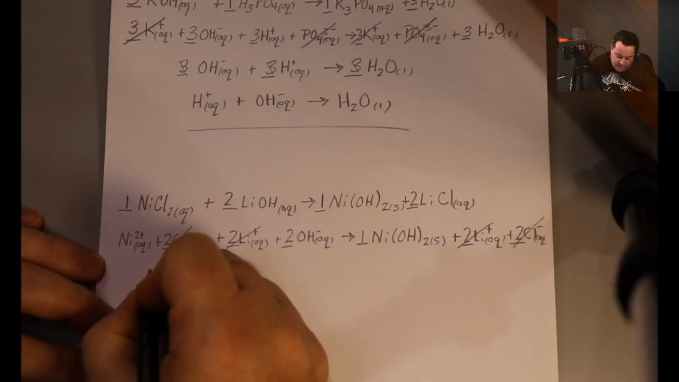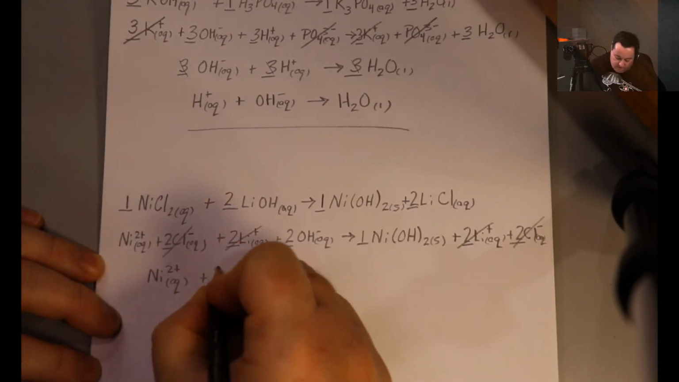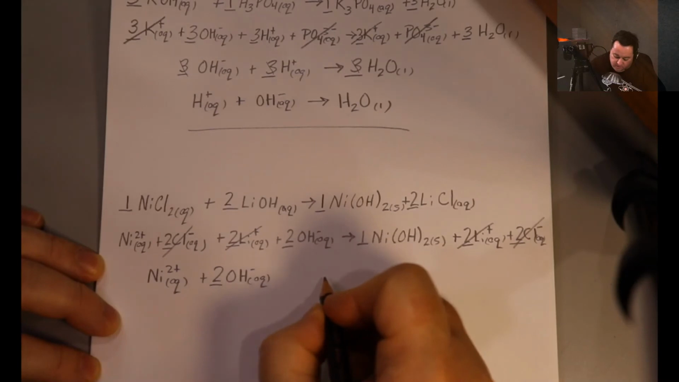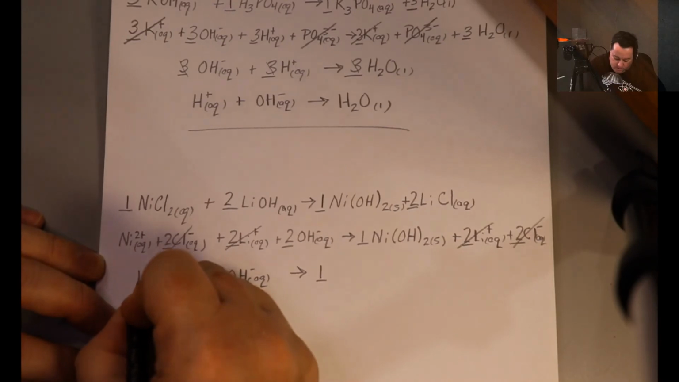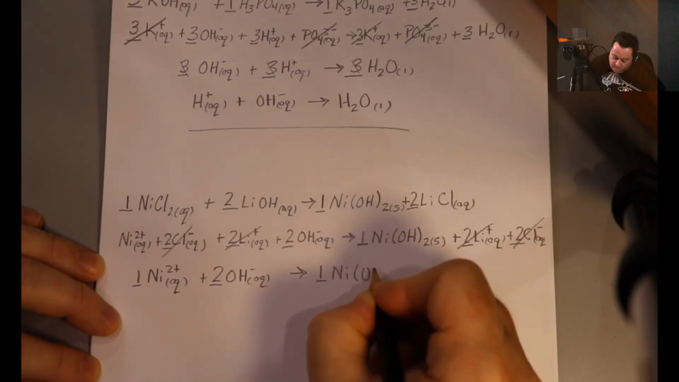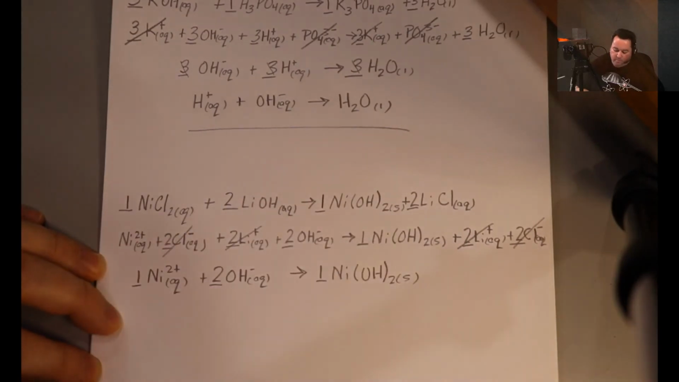If I write down what's left, Ni2+ aqueous and 2 hydroxide, 1 negative aqueous will produce nickel 2 hydroxide solid. And this cannot be simplified any further. I can't reduce those coefficients, so I am done. That is the net ionic equation.